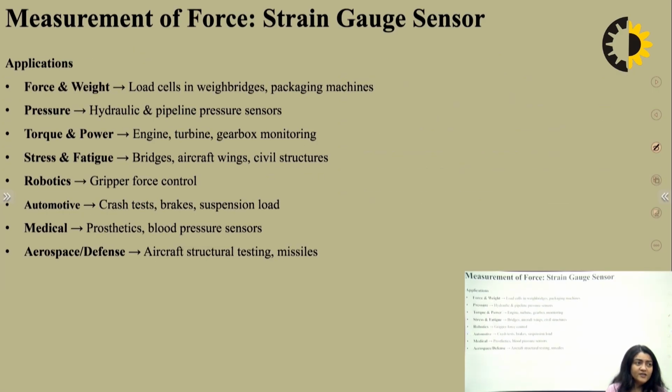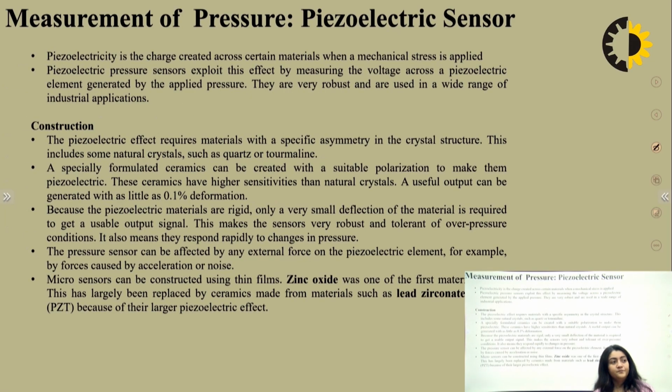What are the applications? Force and weight measurement: load cells in weighbridges and packaging machines. Pressure: hydraulic and pipeline pressure sensors. Torque and power: engine, turbine and gearbox monitoring. Stress and fatigue: bridges, aircraft wings and civil structures. Robotics: gripper force control. Automotive: crash tests, brakes, suspension load. Medical: prosthetics, blood pressure sensors. Aerospace and defense: aircraft, structural testing and missiles.